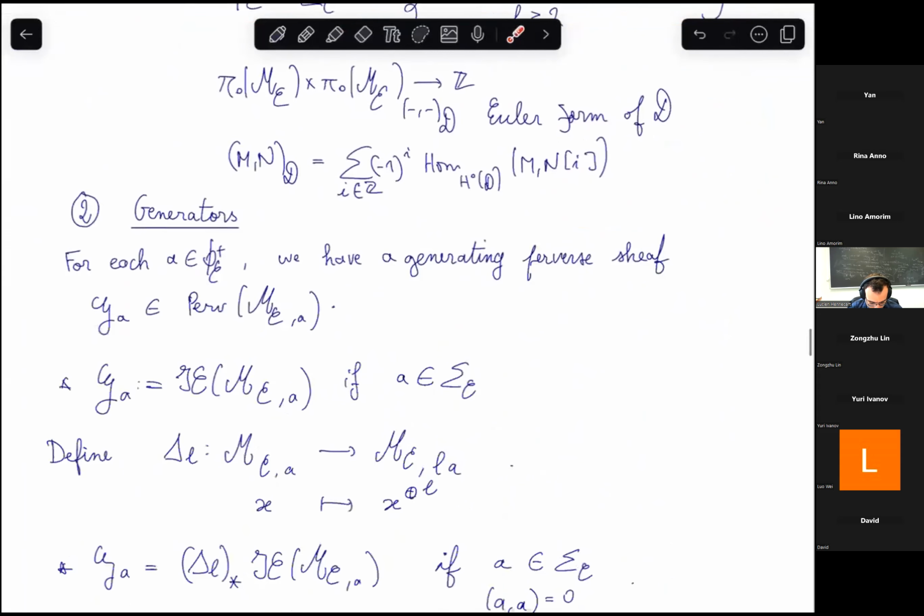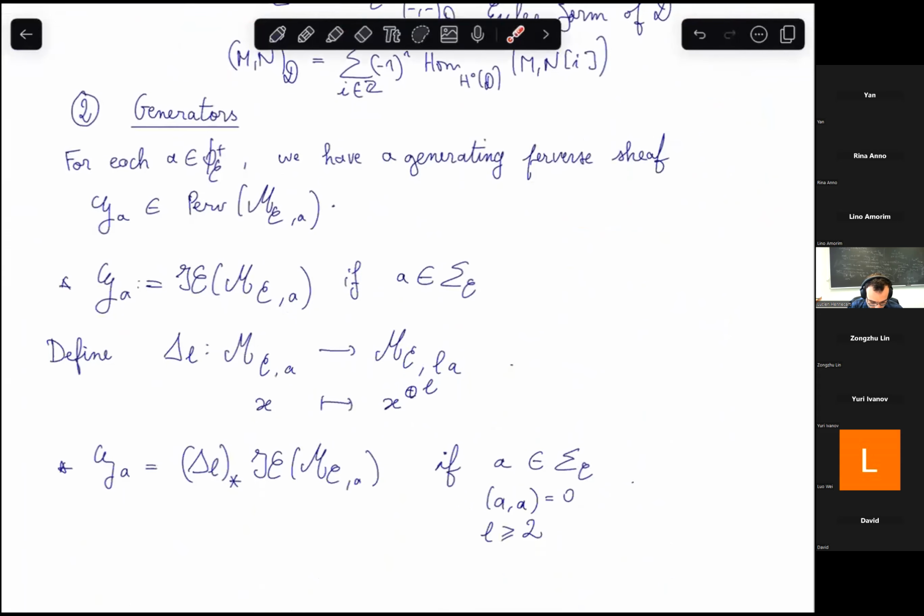Now, how to define generators? For any root, we have a generating perverse sheaf on the corresponding component of the good moduli space. And what is this perverse sheaf? When A is in this subset sigma C, we take the IC complex of the good moduli space, some perverse sheaf given by the intermediate extension of the constant sheaf on the regular locus.